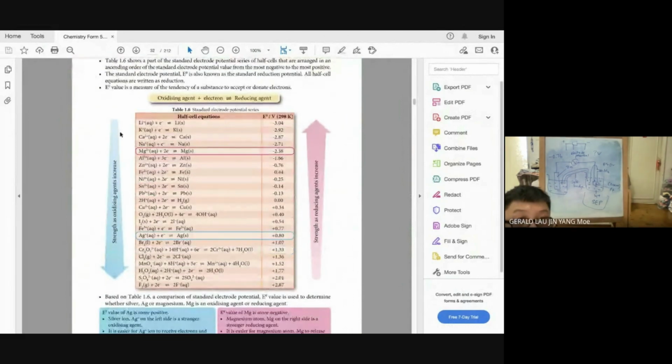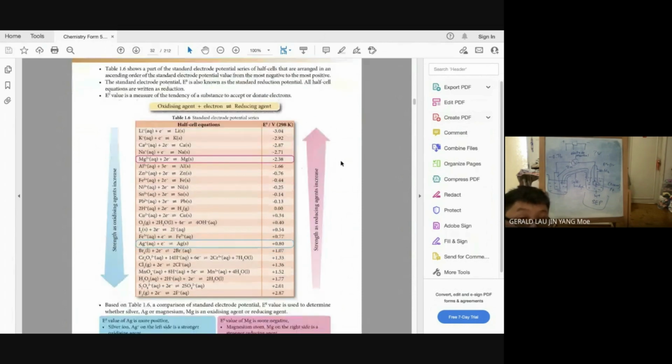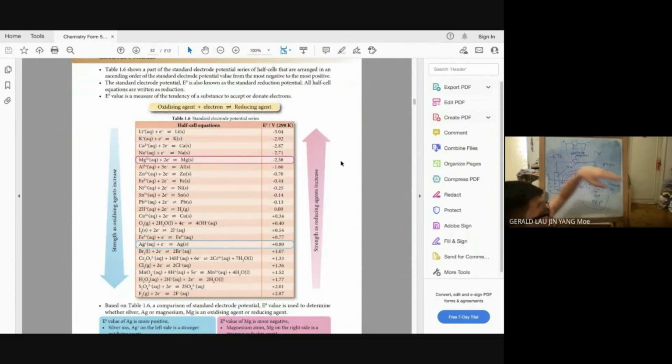So this is the E naught value. How do they get lithium? Connect lithium here, you get negative 3.04. Connect maybe lead here, you get negative 0.13. So you see, this SEP is arranged from negative at the top until positive at the bottom, from most negative to most positive.